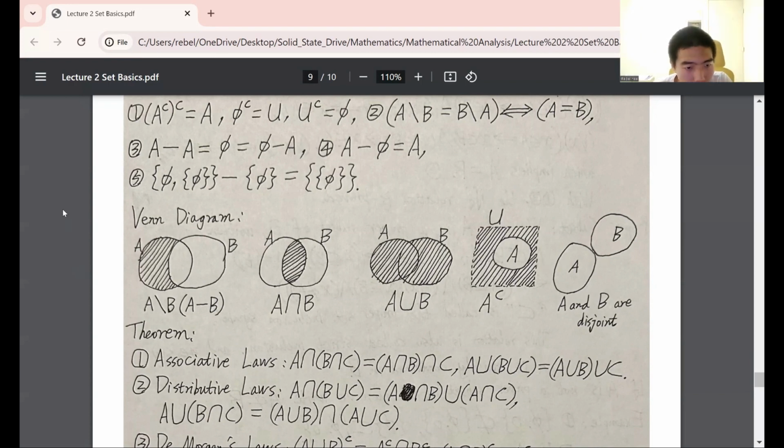You can see here, there exists a tangent line that separates A and B out without touching both A and B, and then they are disjoint. And I think there's also one different definition called pairwise disjoint.